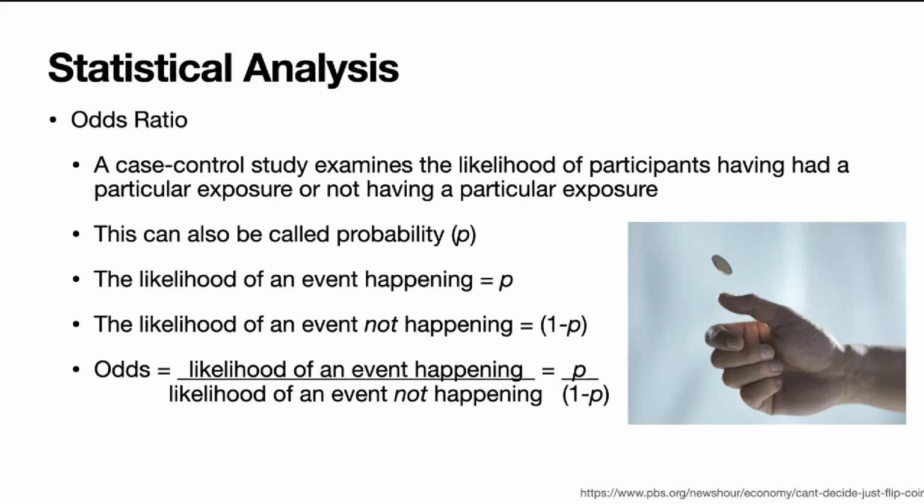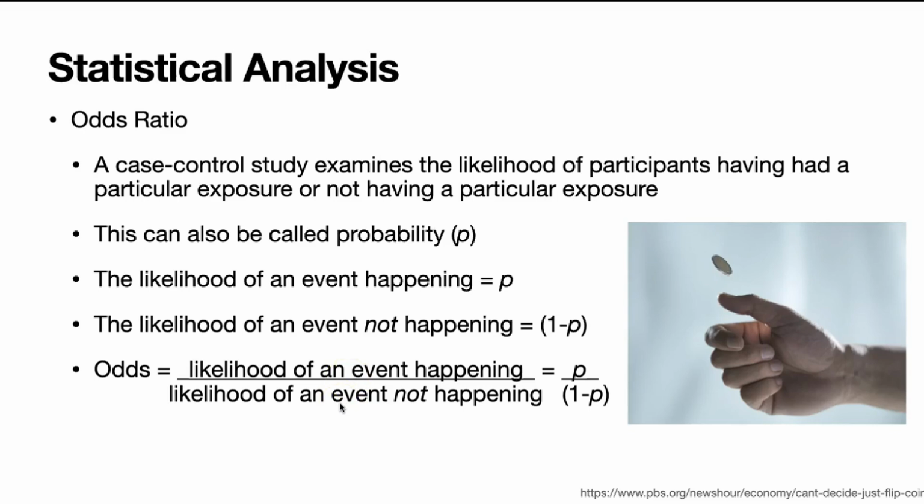And this is basically a comparison of probabilities. So a case control study examines the likelihood of participants having had a particular exposure or not having had a particular exposure. So first, in order to get an odds ratio, we have to figure out the odds. So we look at our cases and we see what are the odds that they were exposed. And then we figure it out like any odds statistical mathematical problem by saying the probability divided by 1 minus the probability. The likelihood of an event happening over the likelihood of an event not happening.